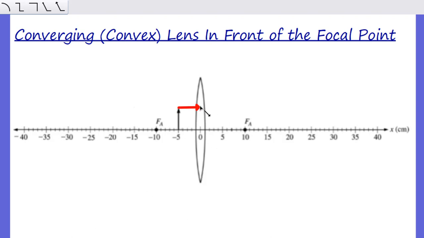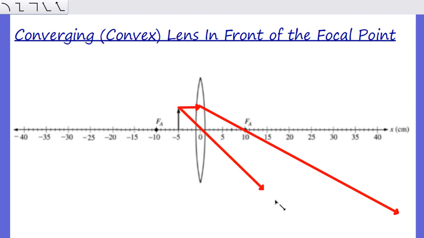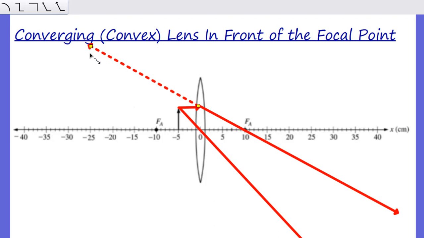Okay. Then it's going to converge at the focal point. That's rule number one. Rule number two is from the object straight through the center. Now I hope you can see the light rays will never come together on this side of the lens. It's going to actually come together on the negative side of the lens.